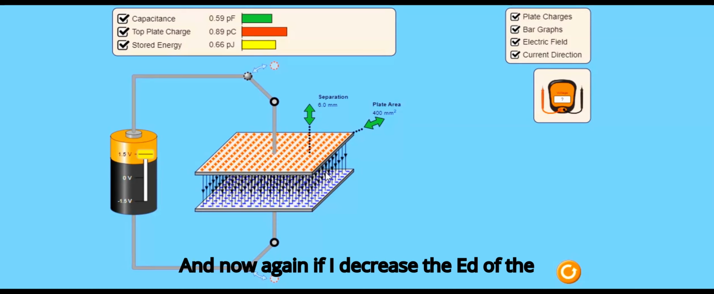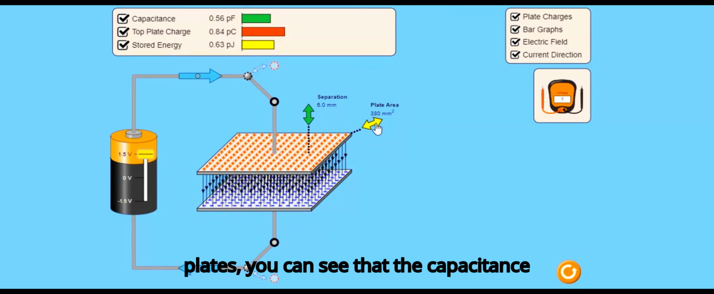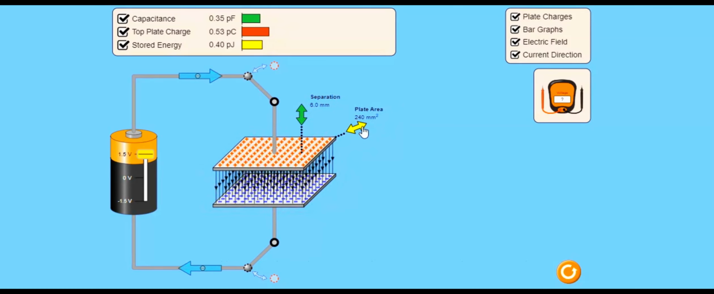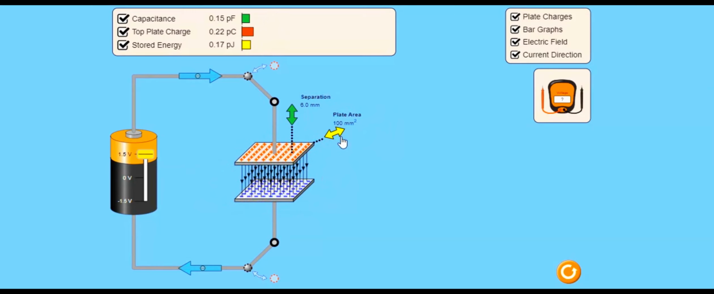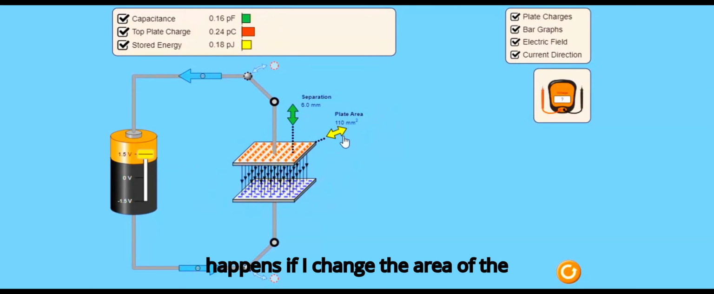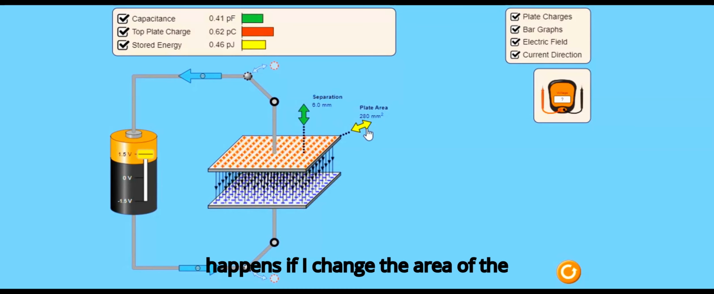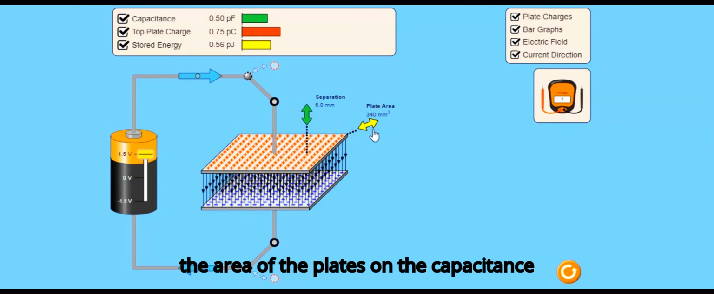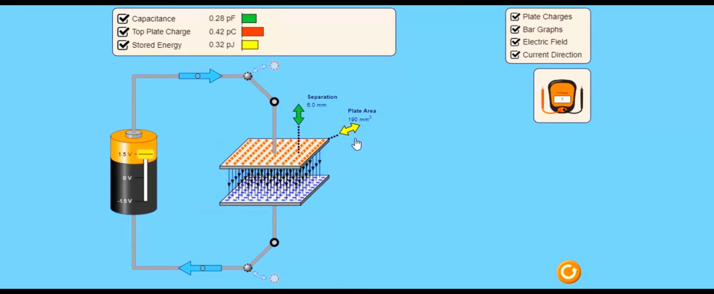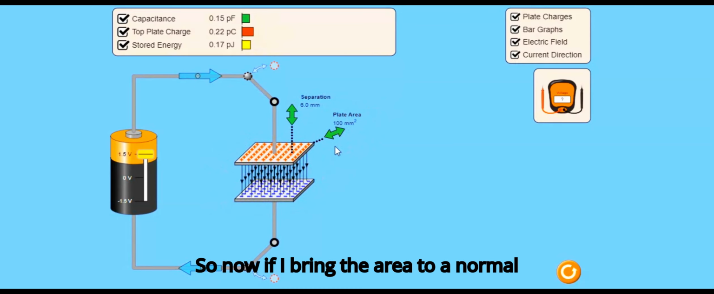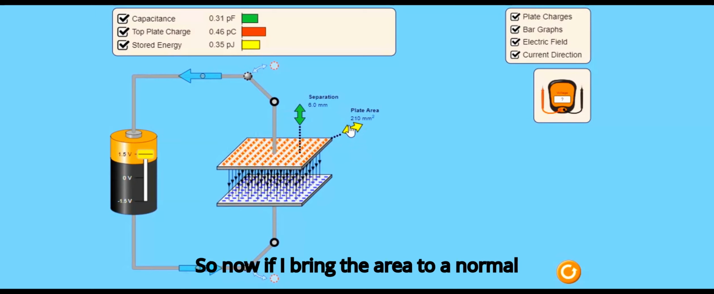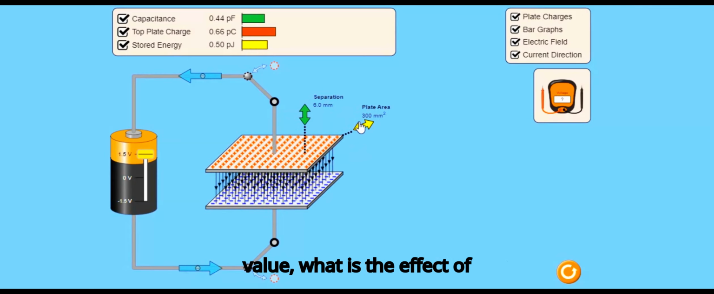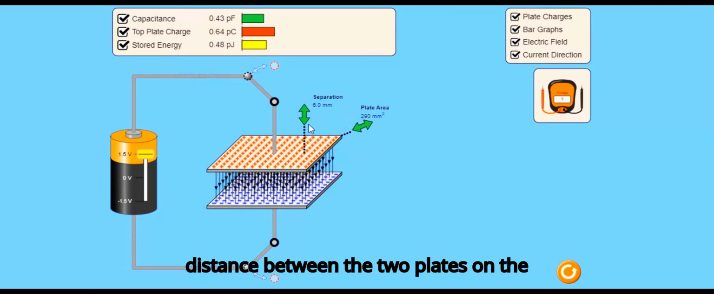And now again, if I decrease the area of the plates, you can see that the capacitance is decreasing. In this way you can see what happens if I change the area of the plates. What is the effect of changing the area of the plates on the capacitance of the capacitor? Now if I bring the area to a normal value, what is the effect of the distance between the two plates on the capacitance of the capacitor? You can tell me in the comment section.